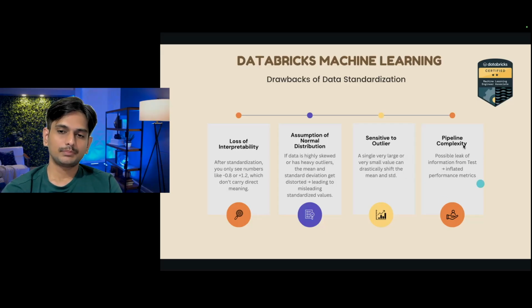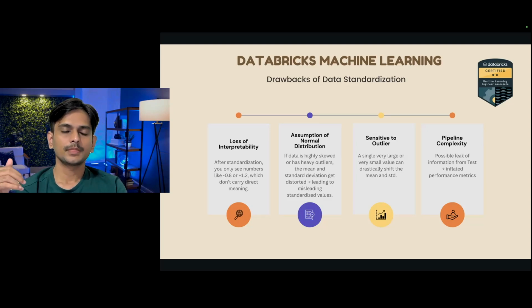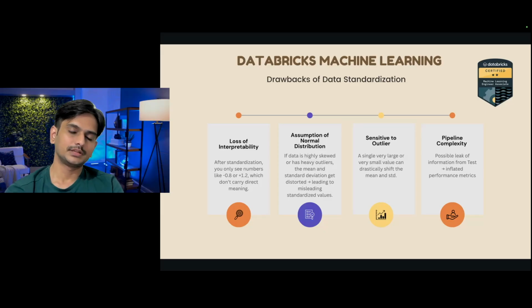Then you have pipeline complexity, right? You must fit a scaler on train only and apply it to validate and test. If mistakenly applied before splitting, you leak information from the test set and inflate the performance metrics. This will definitely add complexity to the machine learning pipeline, especially in production with feature stores. So these are a few drawbacks or limitations of data standardization.